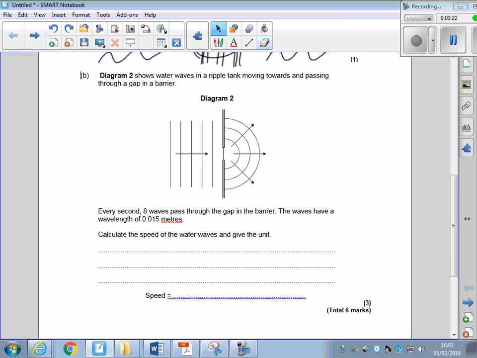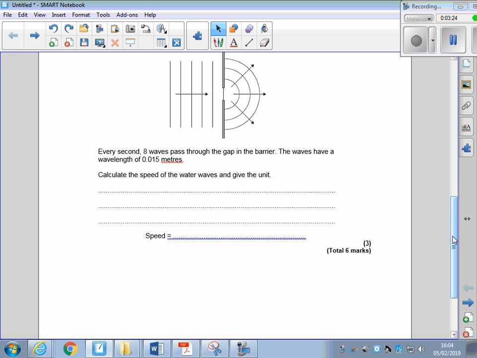They're actually asking us about the speed of the wave. And it's asking for the wave equation, because we've got one wave every second, 8 waves pass through. So what does that mean? That means the frequency is equal to 8, and the unit for frequency is hertz, 8 hertz. And we've got a wavelength of 0.015 meters, so pretty small, okay?